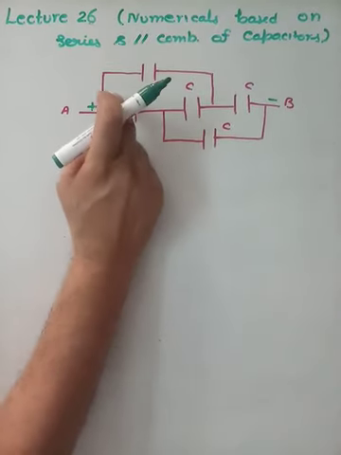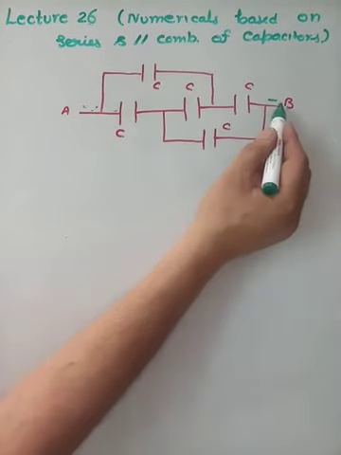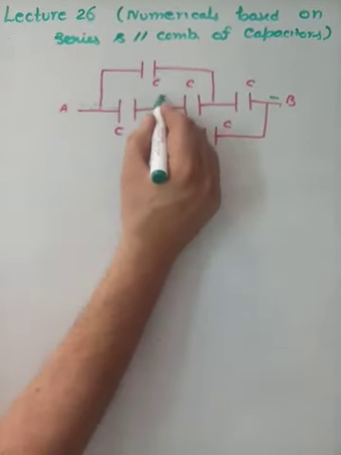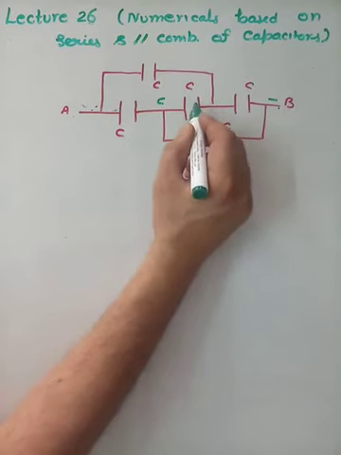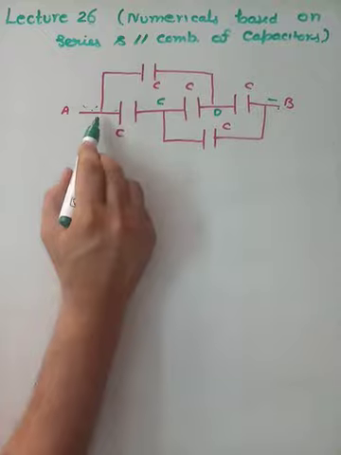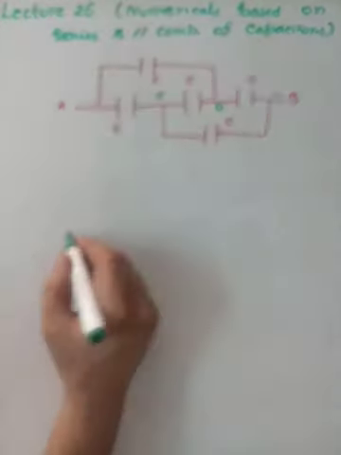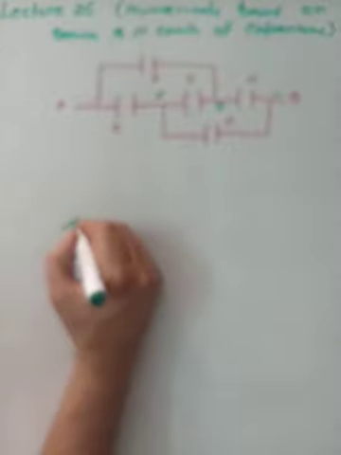Or you can consider it in a different way. If you consider this point is A, this point is B, let this point be C, and let this point be D. Now there is one capacitor between A and D. One capacitor is connected between A and D.